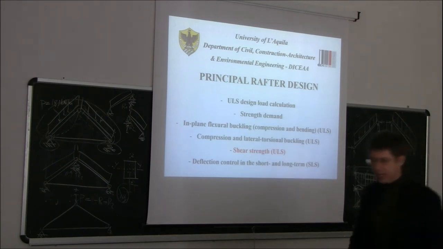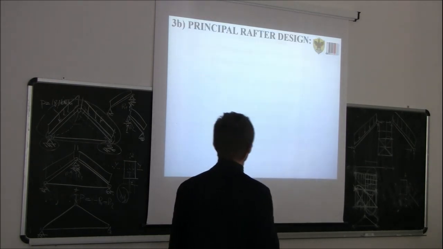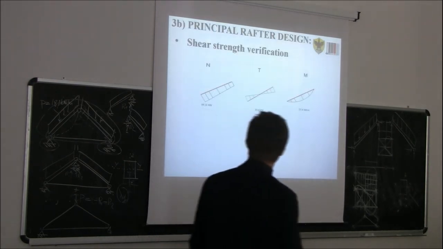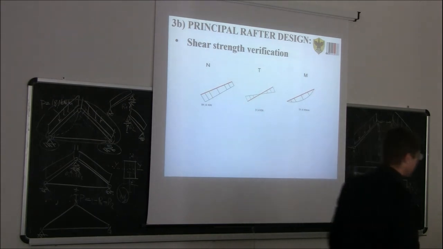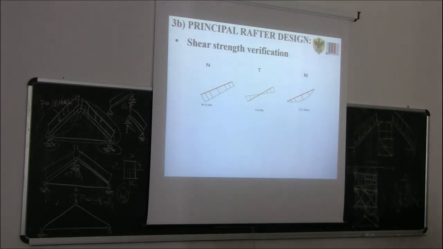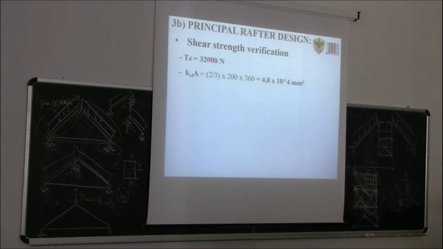Okay, now the next check is shear strength at ultimate limit state. For shear strength, we found that the maximum shear is always at the ends of the rafter, 32.0 kilonewton. For the verification, we need to calculate the maximum shear stress and compare it with the resisting shear. We have to remember we always have to apply this reduction coefficient equal to 2/3 for the shearing area.